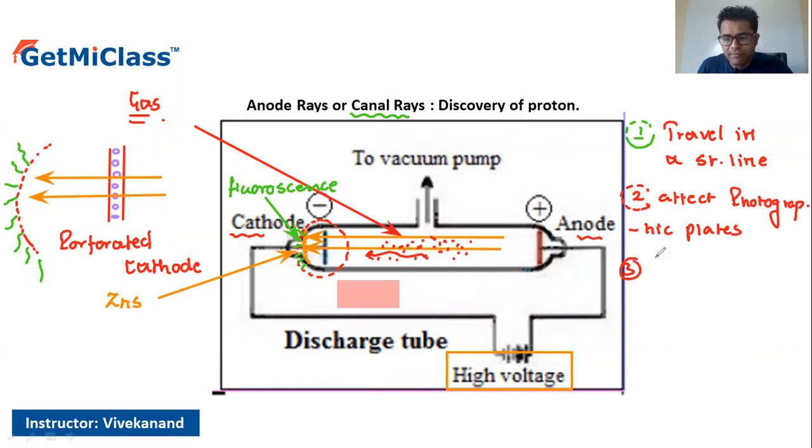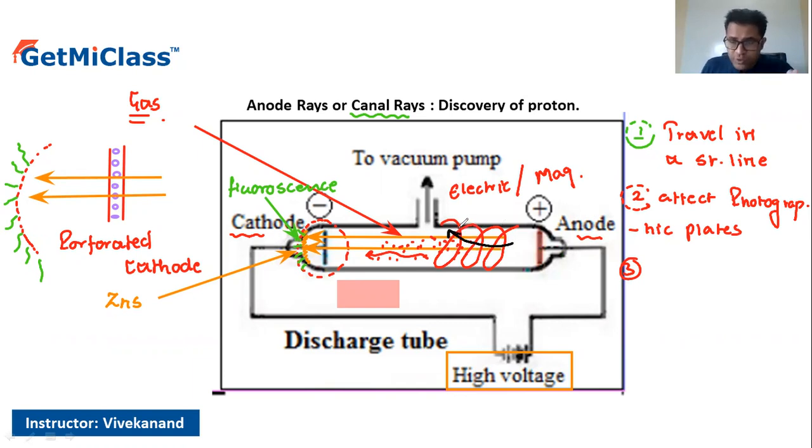The third point that we need to understand is that these positive rays are deflected if we have any electric or magnetic field. If we have an electric field, or a magnetic field around the discharge tube, then we observe that these rays get deviated.